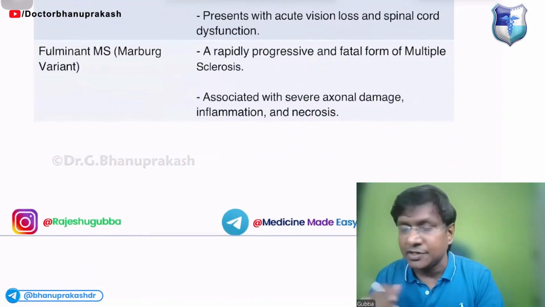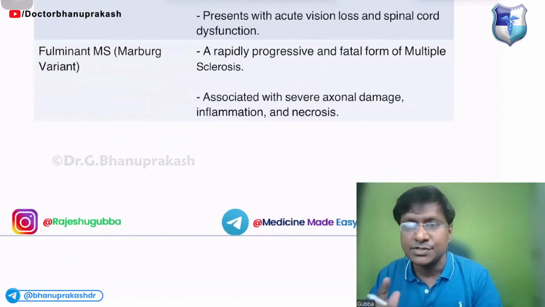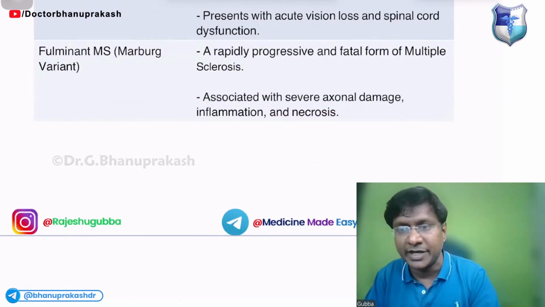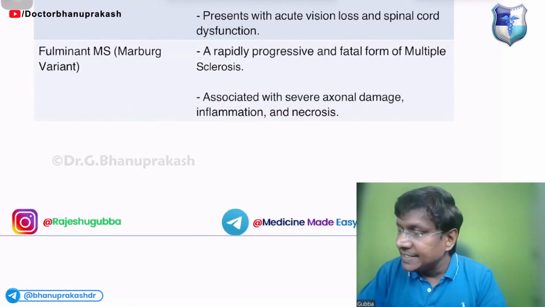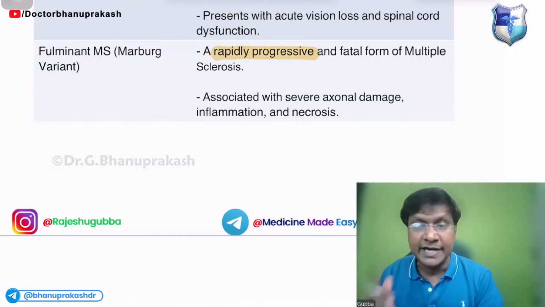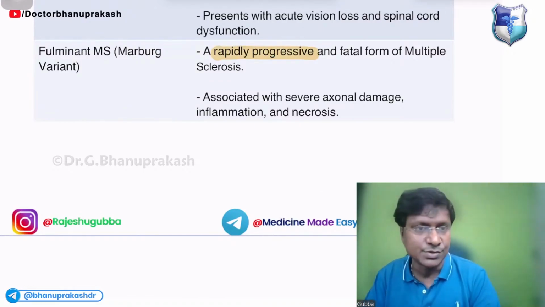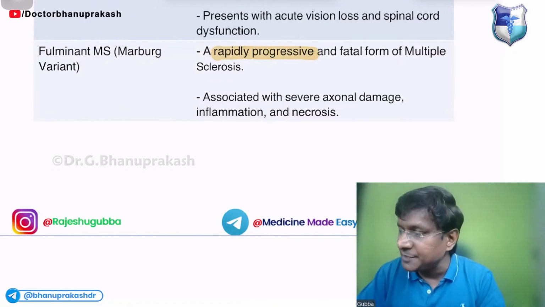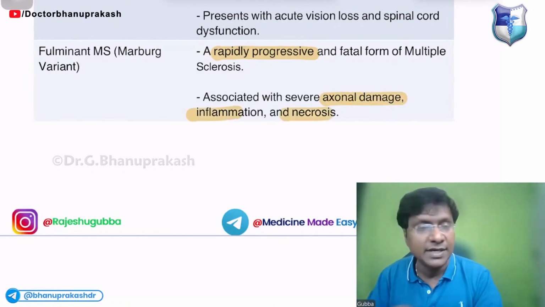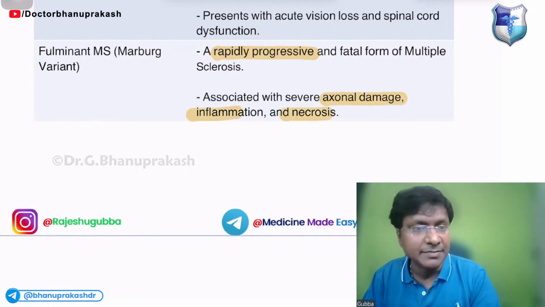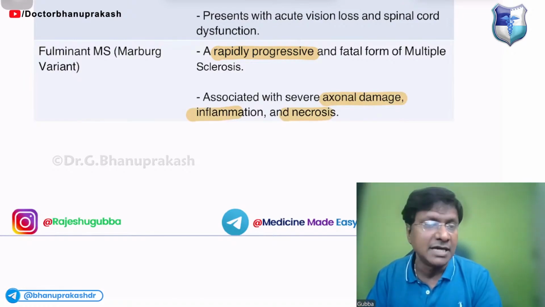And the next important one is fulminant multiple sclerosis, which is also called the Marburg variant. What exactly is this? It is a rapid, progressive, and fatal form of multiple sclerosis. And what will be the problem in these patients? There will be severe axonal damage, inflammation, as well as necrosis. That is fulminant multiple sclerosis, which is also called the Marburg variant.